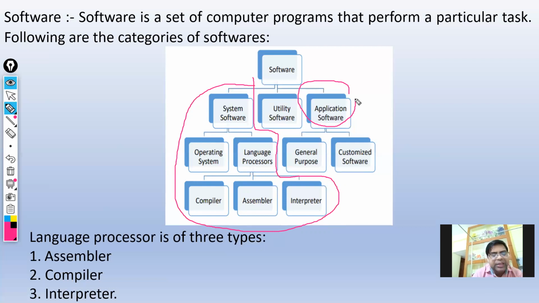Application software can be classified as general purpose software and customized software. Your customized software is also known as specific purpose application software. So don't be confused. Somewhere you will see customized software, somewhere you will see specific purpose application software. Both are the same idea.